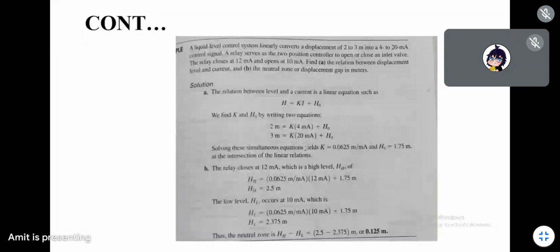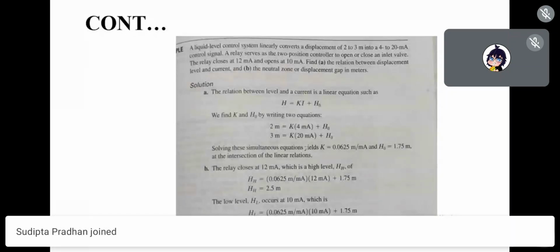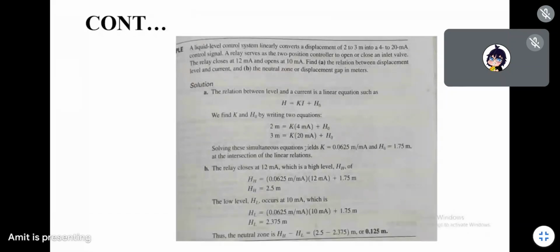The question is: find the relationship between displacement level and current. Okay. So, find the relationship between displacement level and current. First you have to find out what the relationship between displacement level and current is. Okay. Next, find the neutral zone or the displacement gap in meters.